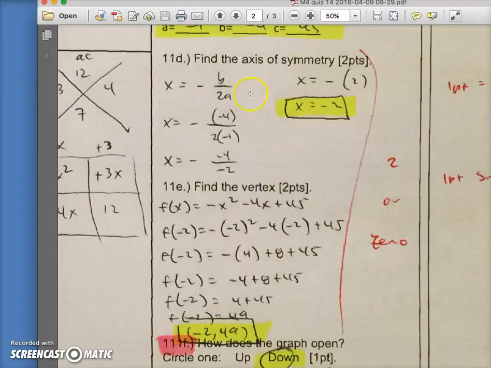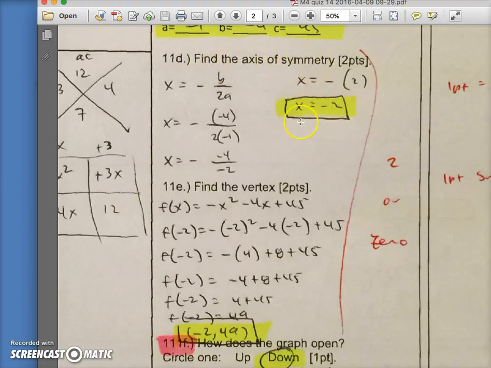So if you have the formula down and you have the rest of it wrong, give you 1 out of 2. X equals -b over 2a. Put in your b value, which is -4. A value is -1. 2 times -1 is -2. -4 divided by -2 is a +2, and the opposite of a +2 is a -2. A lot of students are missing the minus signs.